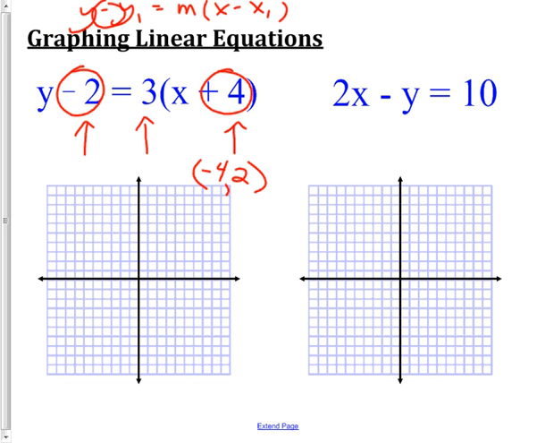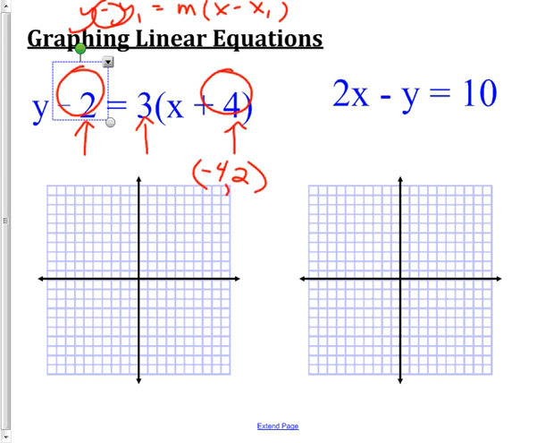If the number is not a minus, if it's a plus, then you have to use the opposite of it. Okay, so there's my point, and there's my slope. And so I have negative 4, 2, and the slope is 3. Rise 3, run 1. There we go.